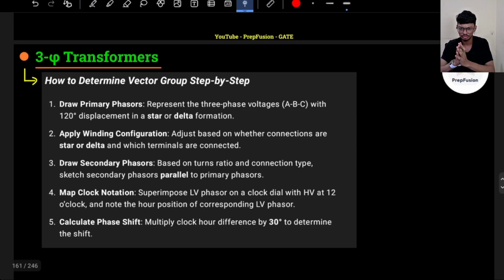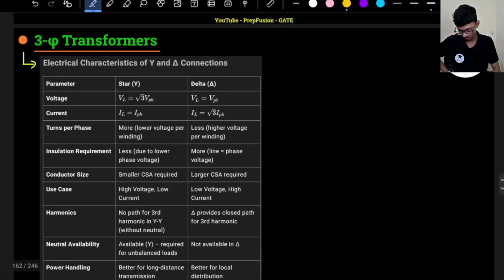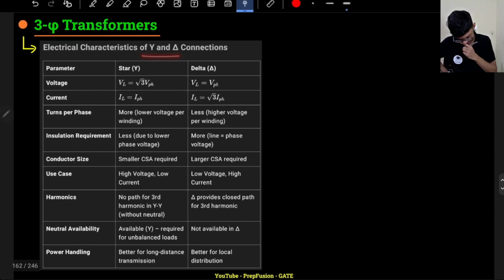So basically you just draw the circuit, draw the phasors, whatever method I have followed, just use that and you will be able to find out the group of a particular transformer. That is the most important portion. Okay, so these are few differences actually between star and delta connection.